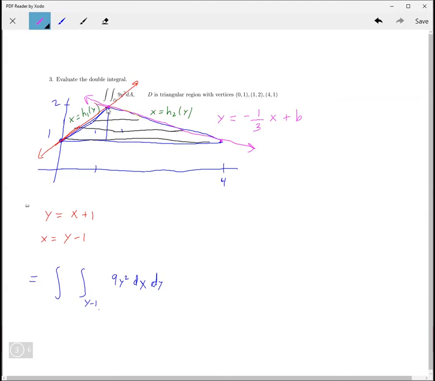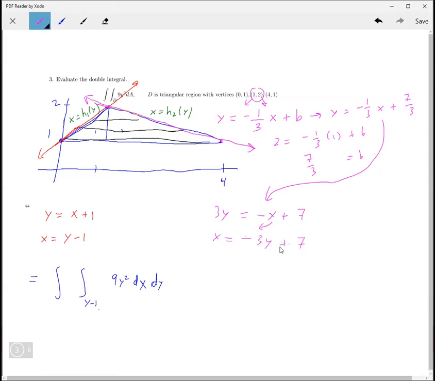Then you can plug in one of these points, say maybe 1, 2. We'll plug in that point. Whoa, that's 7/3. So that means y equals negative 1/3 x plus 7/3. If we multiply both sides by 3, we get 3y equals negative x plus 7. This guy goes over there, and we have x equals negative 3y plus 7. So that would be the upper limit.